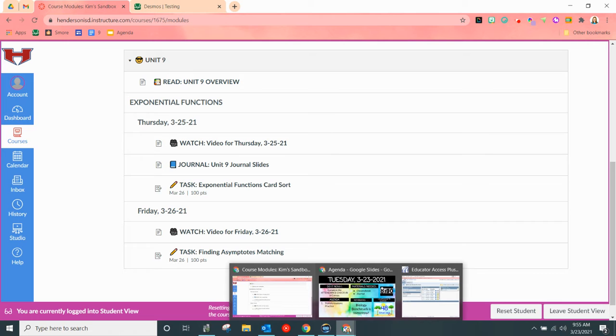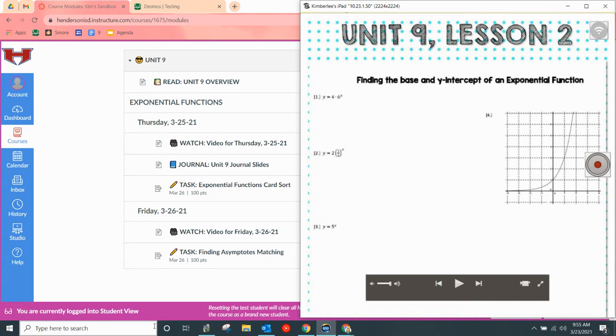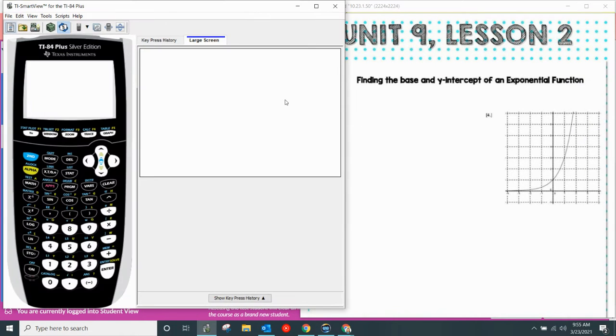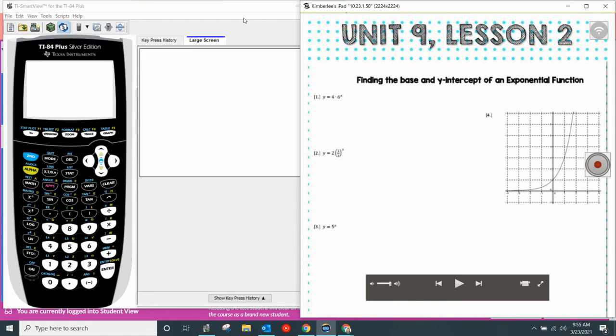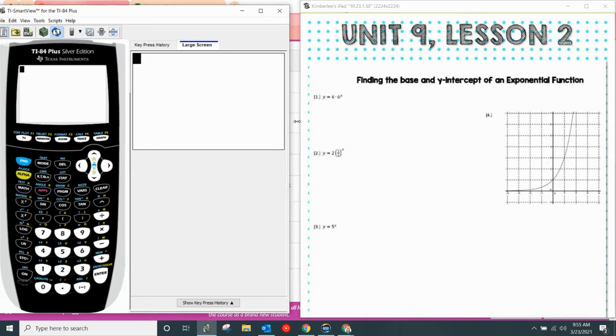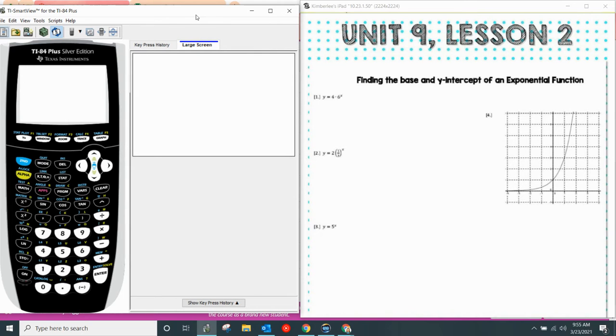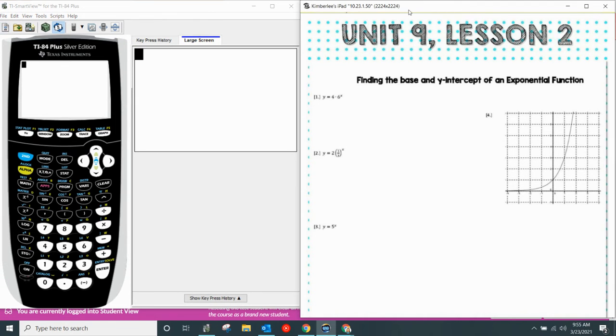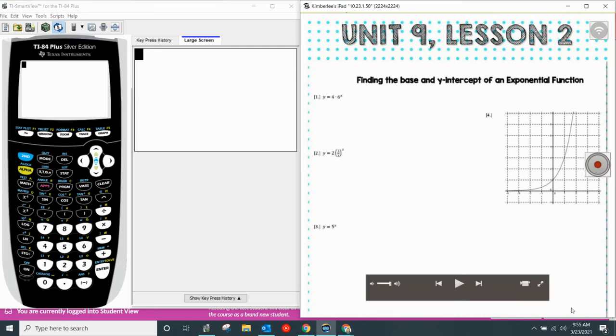Okay, so let's go to our notes first. Let me bring this up over here. You're going to need your calculator for your notes today. I have to do this to complete the notes because I'm going to show you something we have been doing in the calculator all year long. We're going to learn it again for exponential functions.